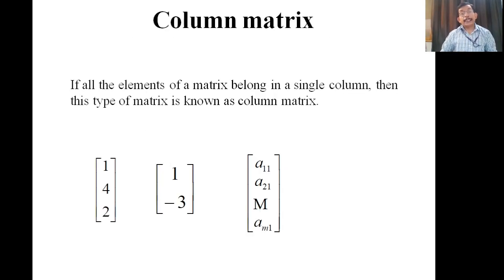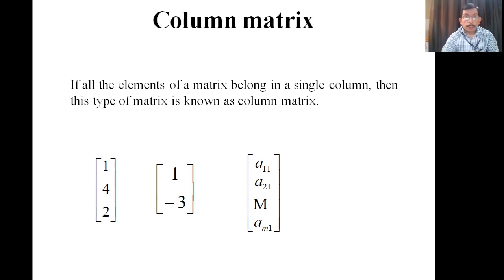Column matrix means each element of the matrix belongs to a single column. In the example on the slide, you see that each element belongs to a single column. 1, 4, 2 belong to a single column in the first example. In the second example, the elements 1 and minus 3 belong to a single column.